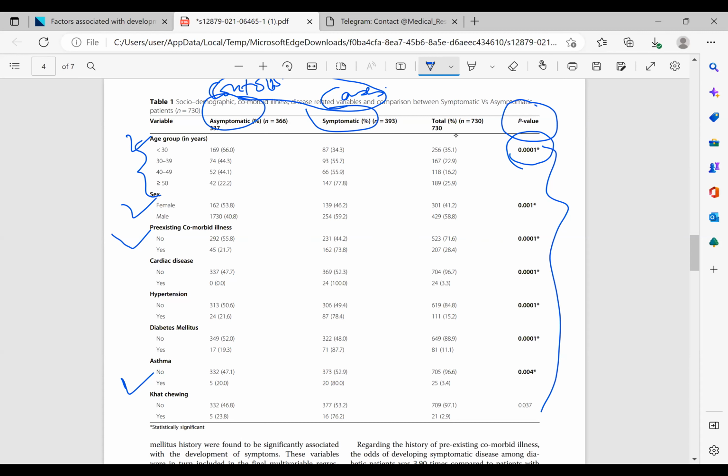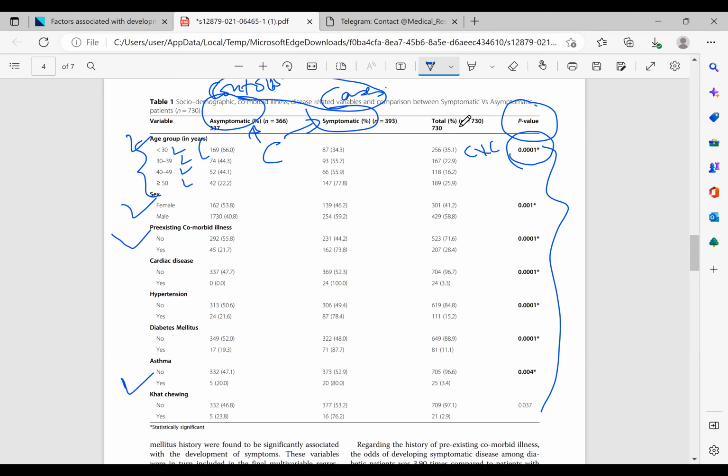First, let's see the group. So this is a symptom group, right? Based on the symptom, we have asymptomatic and symptomatic groups. That means this is a categorical variable. We have age. Age is presented in categories as well. So this is also a categorical variable, right? So we have two categorical variables compared. So what's the proper test? Chi-square test, right? Thank you.